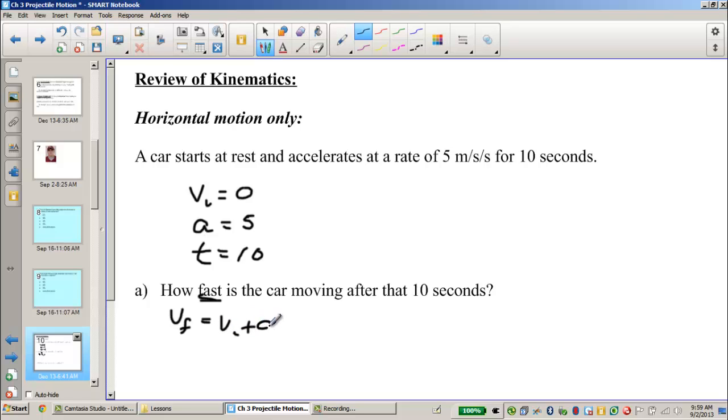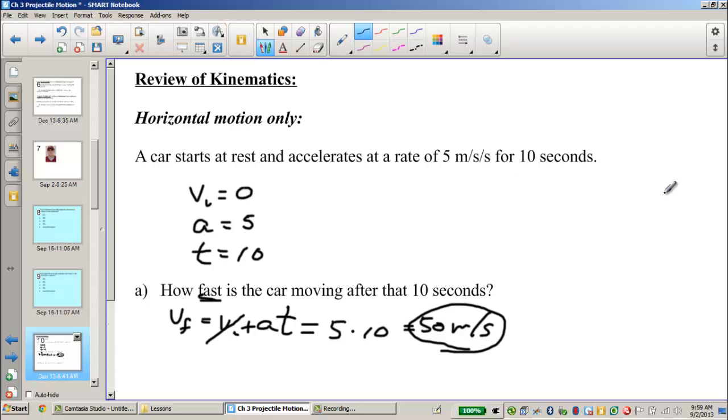We're going to use SNA like we always do. AP is big on partial credit. That's another reason why we SNA'd in Physics 1. VI is 0, so that goes out. A is going to be 5. T is 10. And our answer is going to be 50 meters per second. Come on, pen. 50 meters per second. And we will make sure we have units, and we'll circle or box our answer, and we're fine.